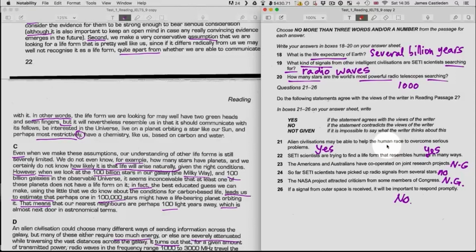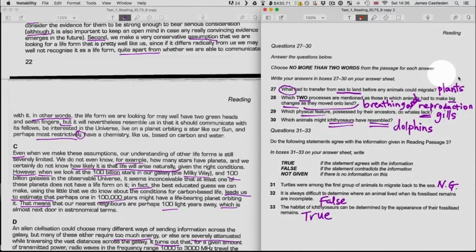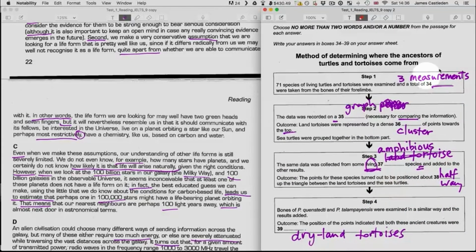Now we've got 18, which is several billion years, correct. And then we've got radio waves. If you didn't have waves, that's acceptable, just radio. 1,000 stars. Then we have yes for this one. We have yes for this one, not given for this one. No is correct, not given for this one, and no. And over here we have the word plants, which is correct. Breathing and reproduction, no need for and, you can just put both those words. Dolphins is correct, then this one is not given, false and true is correct. And then 3 measurements, correct.